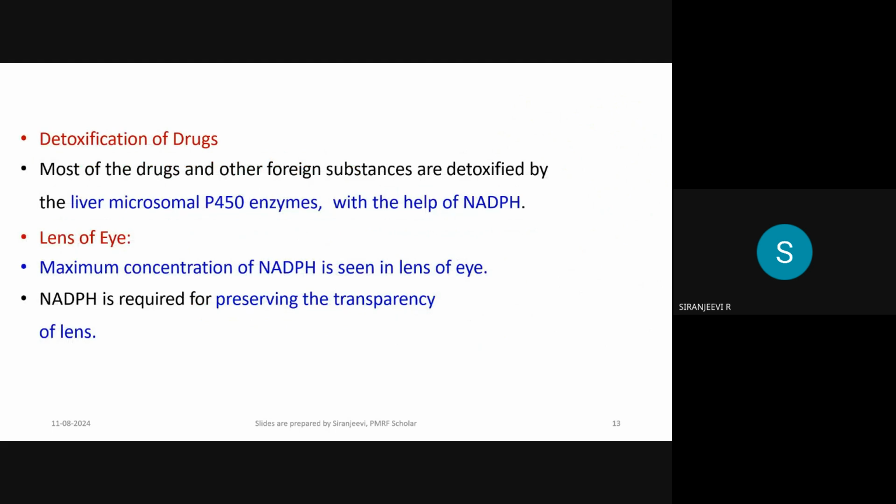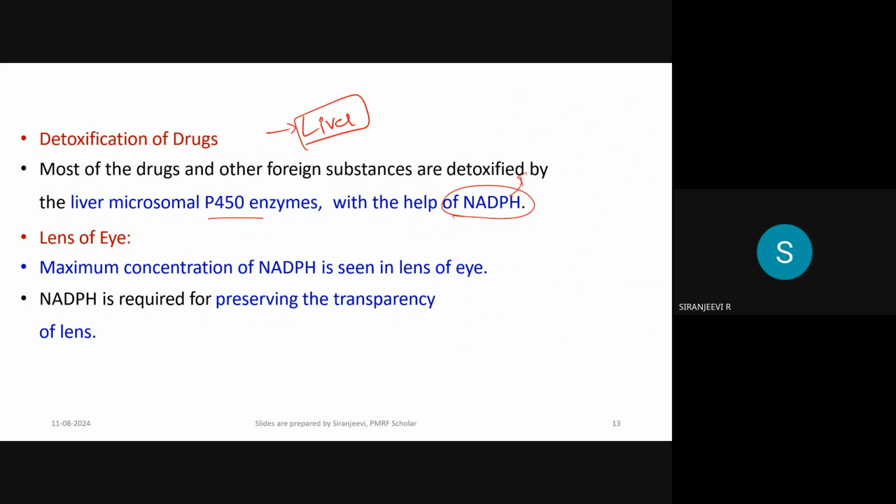Then finally, the detoxification of drugs also needs NADPH, because any drug that we take, paracetamol or aspirin, whatever the drug, antibacterial or antiviral, should be metabolized inside the body. That metabolism takes place in the liver in most cases. In the liver there is an enzyme called microsomal P450 enzyme, which we call cytochrome enzymes. With the help of NADPH, it detoxifies these drugs.